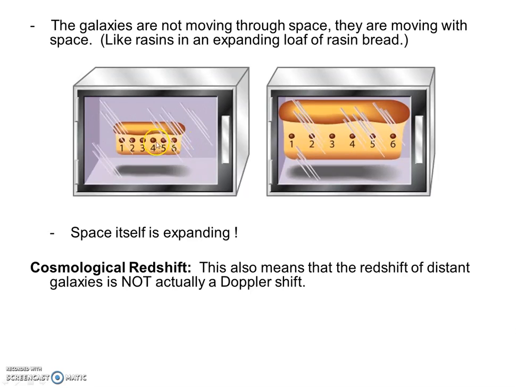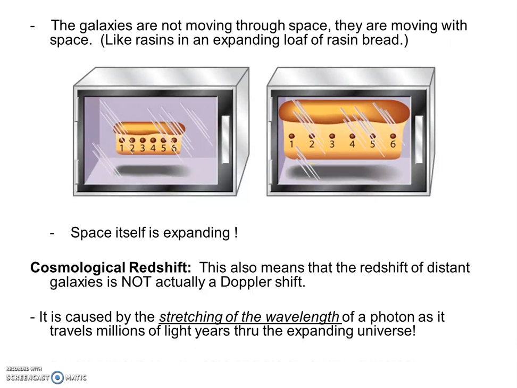When the photon from raisin 6 is shot across the bread to raisin 1, by the time it gets to raisin 1, the bread has expanded by this much. So basically, a photon that had a very short wavelength, like a blue photon perhaps, would be stretched to a much longer wavelength, let's say like an orange or red photon, by the time it reaches raisin 1. So this redshift that we see is actually caused by the photon's wavelengths being stretched by space itself as it travels millions of light years through the expanding universe. So the cosmological redshift is not caused by the same effect as a Doppler shift, even though the same equation applies to both to find the velocity.